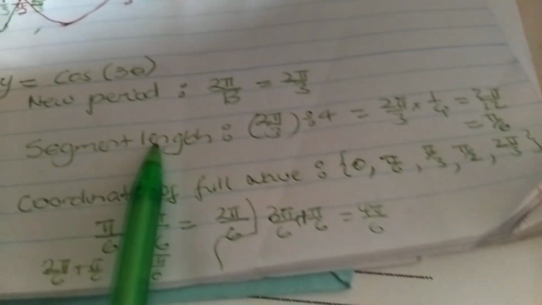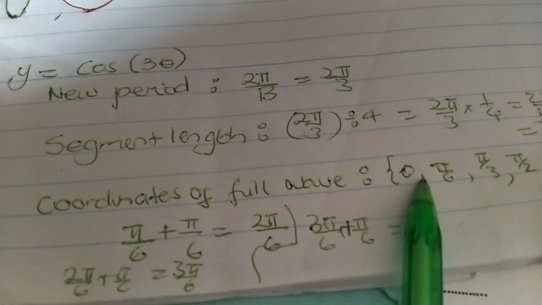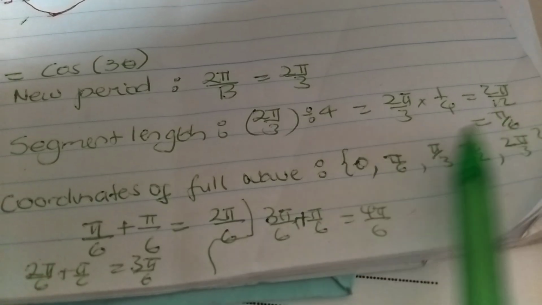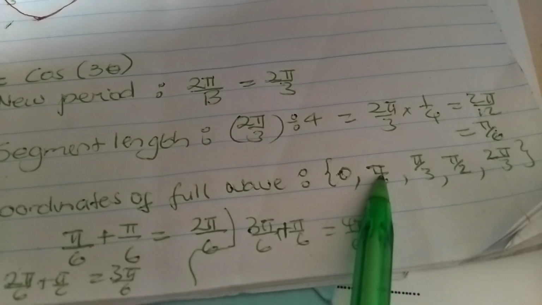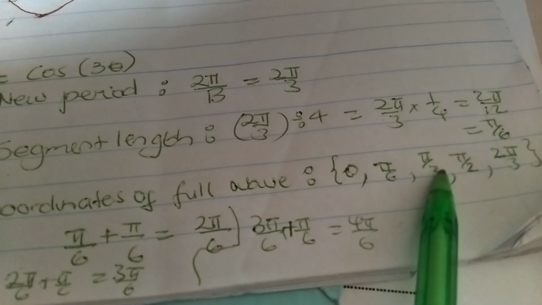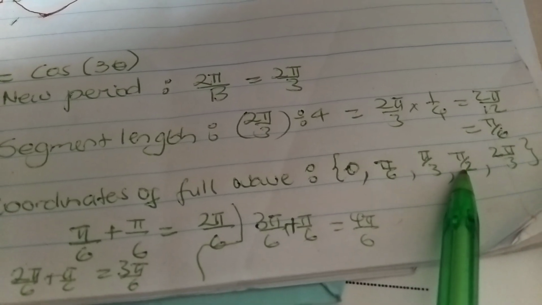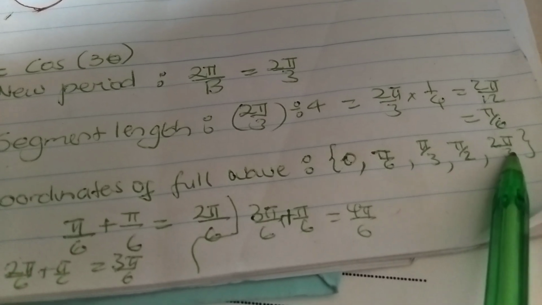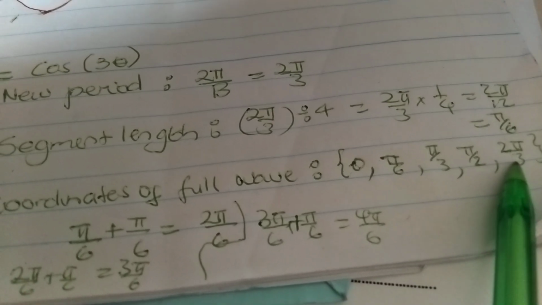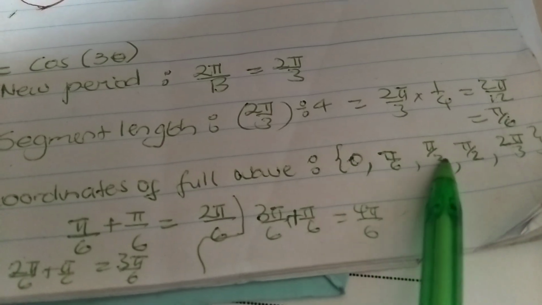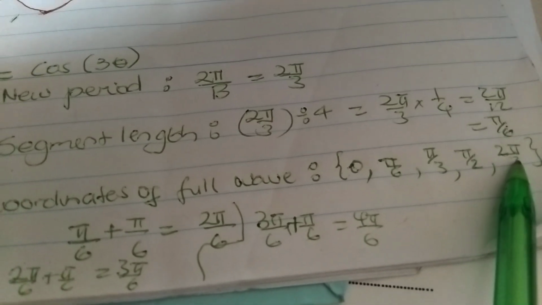Right, so our first coordinate on the x-axis is 0, then we add pi over 6, and then we get pi over 6. And pi over 6 plus pi over 6 is pi over 3. And pi over 3 plus pi over 6 is pi over 2. And then we end up with 2 pi over 3. For these coordinates, we are going to have a full wavelength.